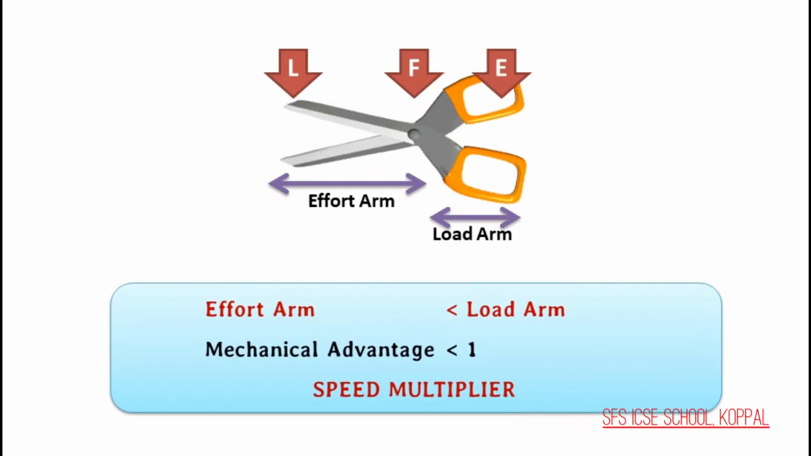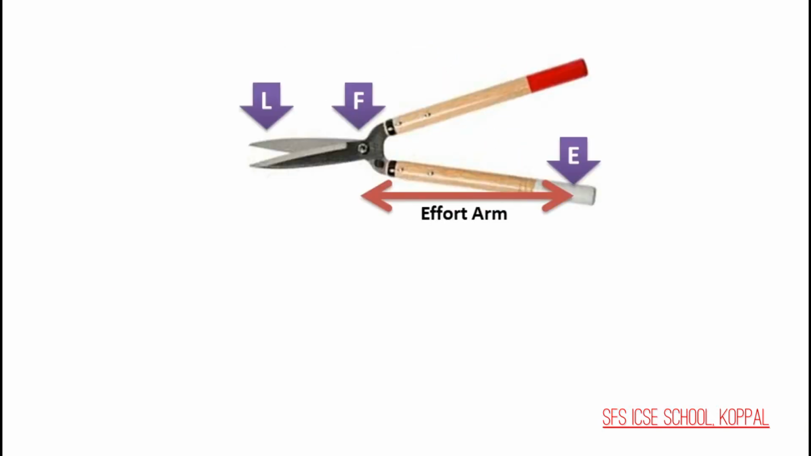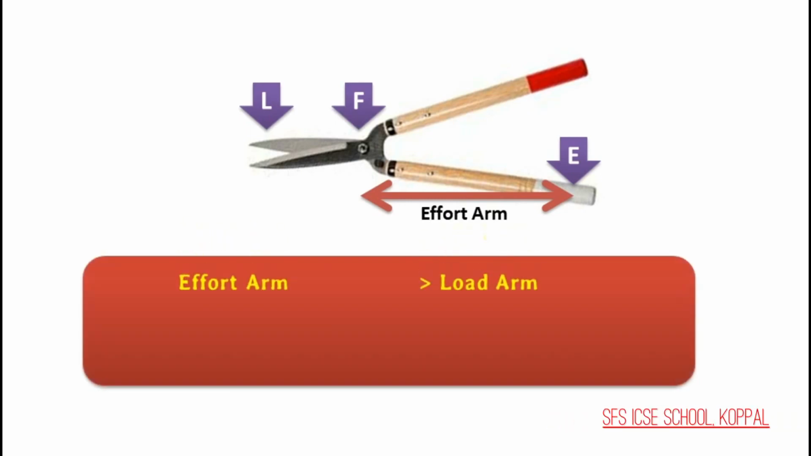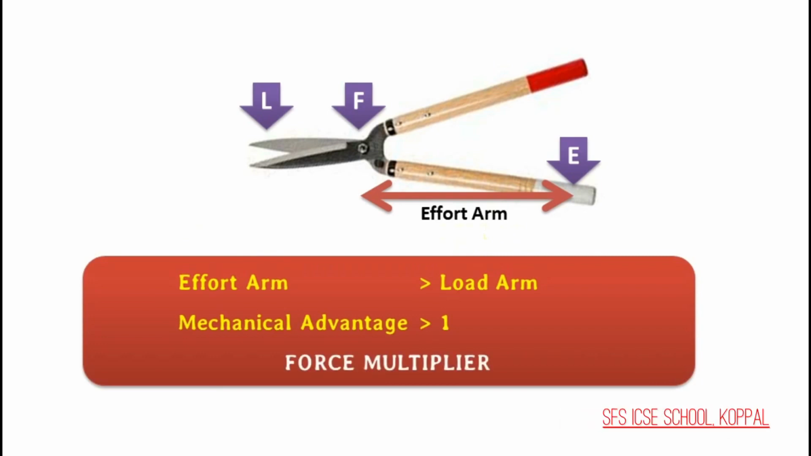But in the case of shears, blades are shorter and handles or arms are longer. That means its effort arm is greater than load arm. So, mechanical advantage is greater than 1 and it is used as a force multiplier. We cannot cut metals with our hands. We need more force to do it. So, to multiply force, we use shears.